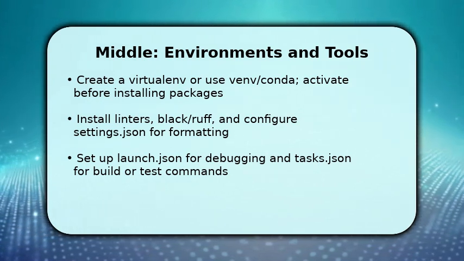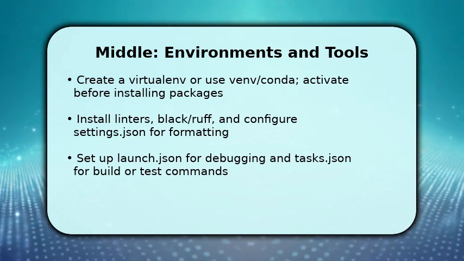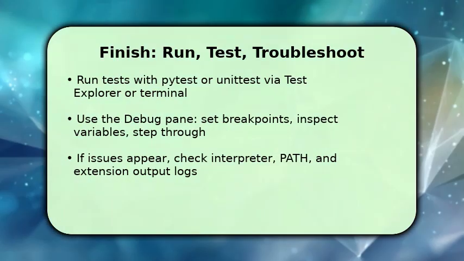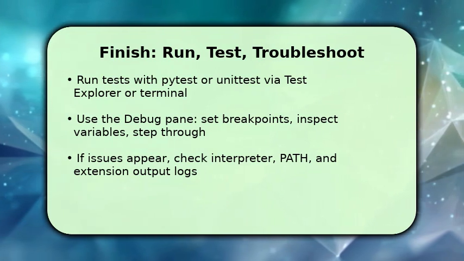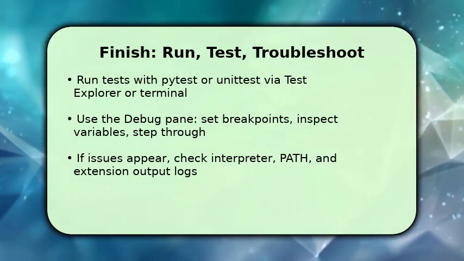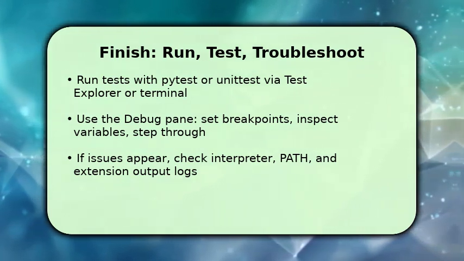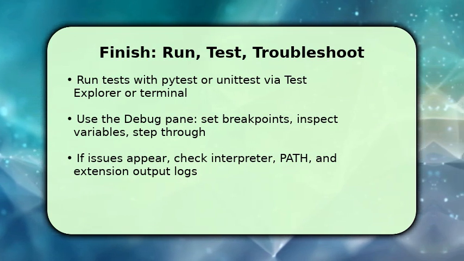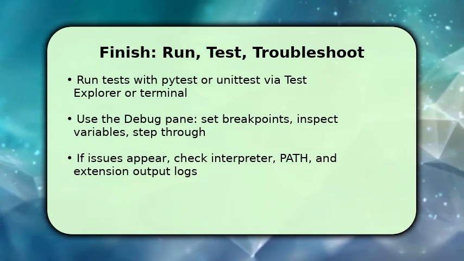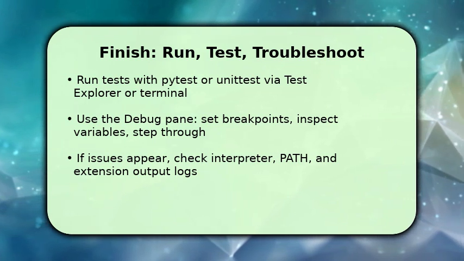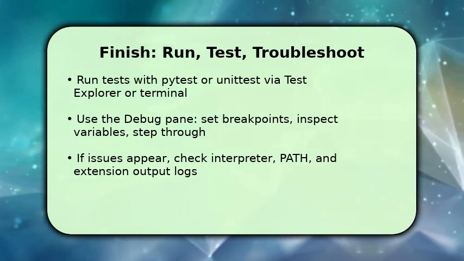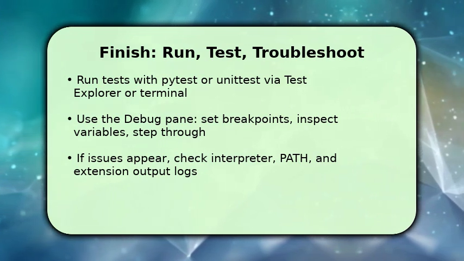To finish, execute your test suite and run your application using the run or debug controls. Test Explorer integrates most frameworks and shows failures clearly. Use breakpoints and the variables pane to inspect state when something behaves unexpectedly, and step through code to find logic errors. Once your code runs, commit virtual environment exclusions and consider adding pre-commit hooks.